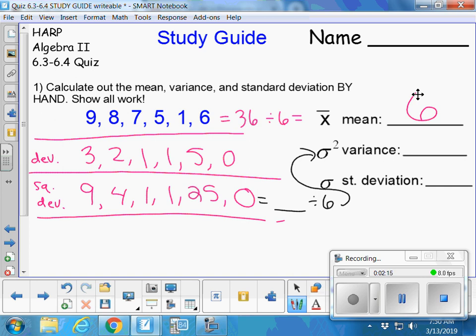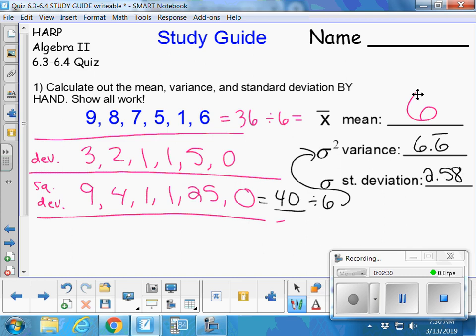9 plus 4 plus 1 plus 1 plus 25. That gave me 40. Is that what you guys got? And 40 divided by 6 is 6.6 repeating. So that's your sigma squared, or your variance. And do you remember how to get from sigma squared, which is variance, down to sigma? Square root of 6.66666 repeating. 2.58.